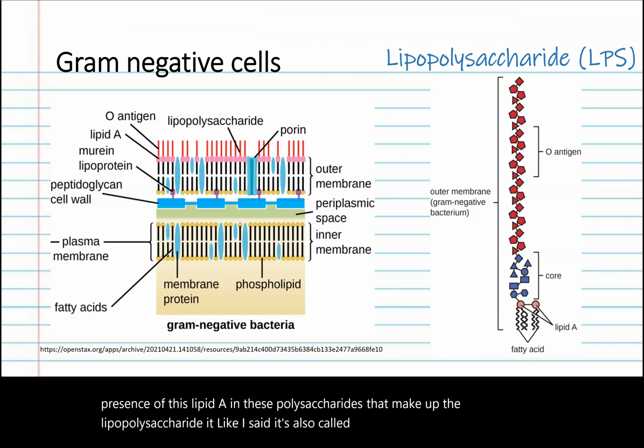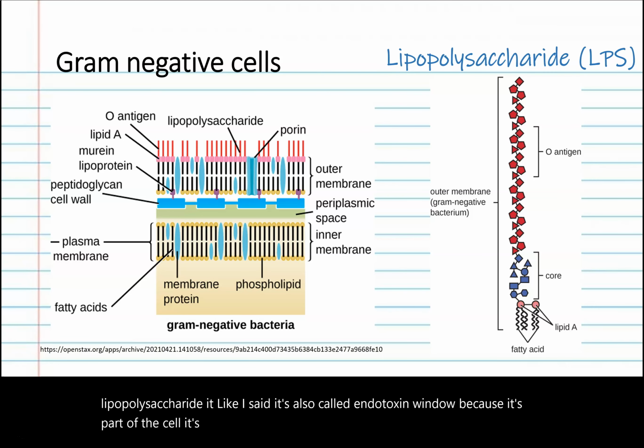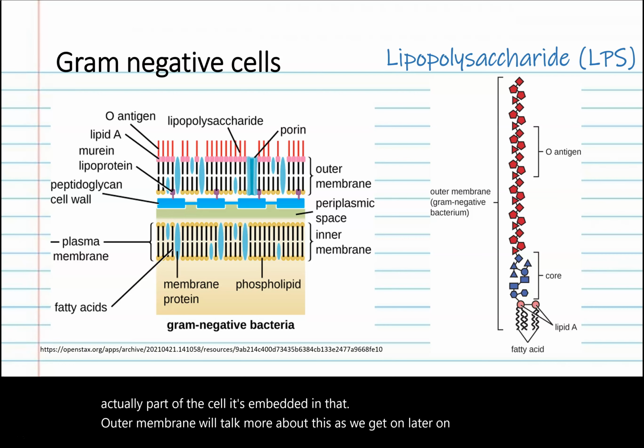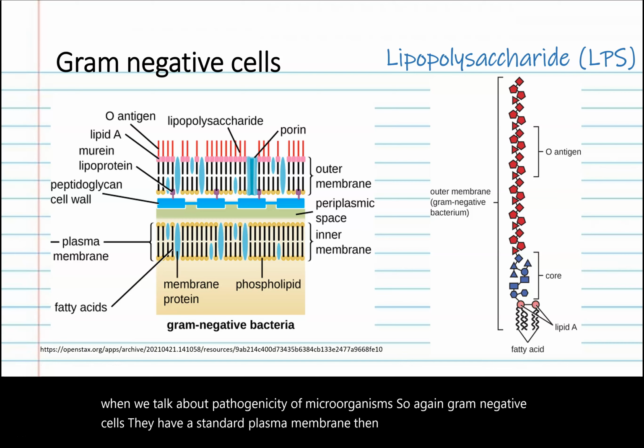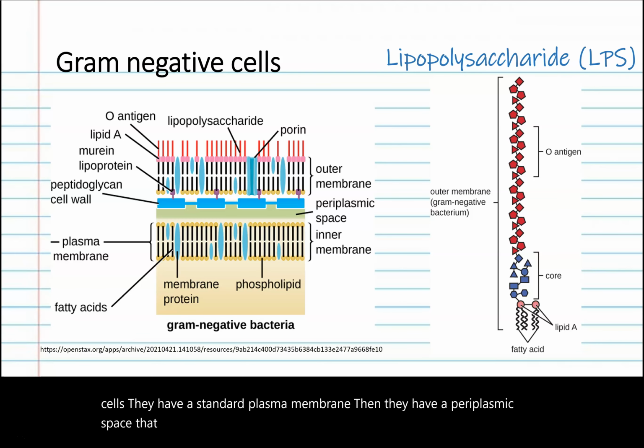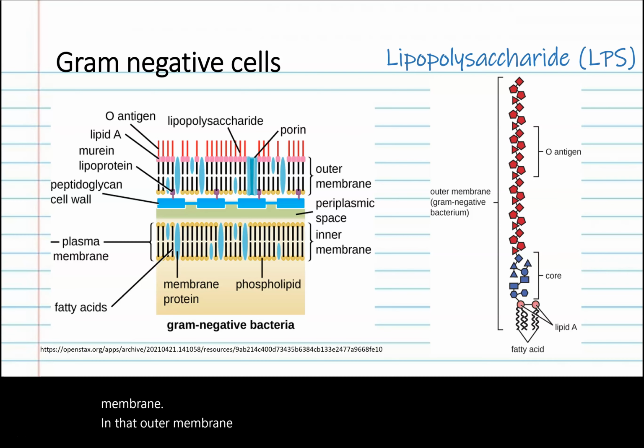Endo because it's part of the cell. It's not an actual toxin that's released by the cell, but it's actually part of the cell. It's embedded in that outer membrane. And we'll talk more about this later in the semester when we talk about pathogenicity of microorganisms. So again, gram-negative cells have a standard plasma membrane. Then they have a periplasmic space that contains the peptidoglycan cell wall. Then they have this outer membrane, and that outer membrane contains lipopolysaccharide, or LPS, or endotoxin for short.